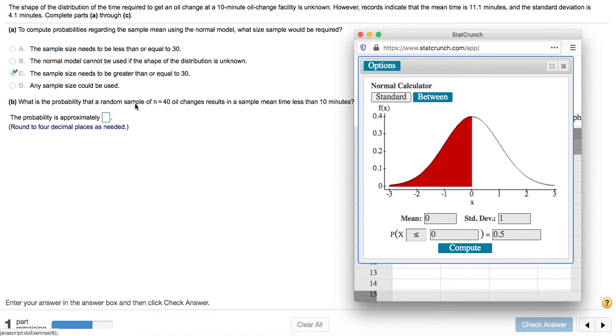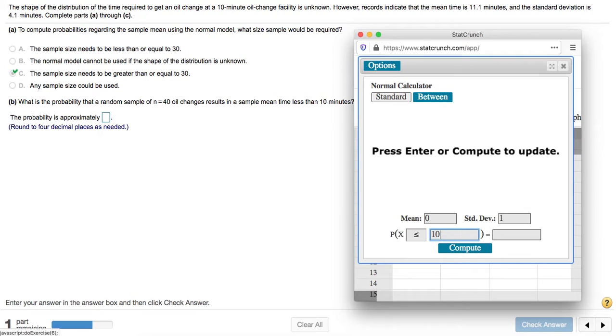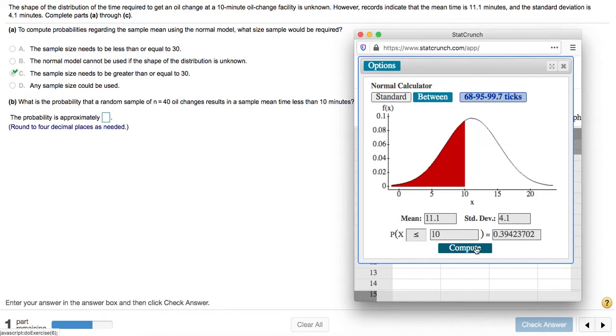In part B, it says that we want the probability that the sample mean time is less than 10 minutes. If you're looking for a probability, that's going to be the red area on this distribution. It's already set up to be less than, but I want to change this to 10. Also, we're going to need a mean and a standard deviation. Well, we're given this mean here, and this will be the same as the mean of the sampling distribution. So I'll put in 11.1 minutes. And I see there's the standard deviation, which is 4.1. This is not the standard deviation that we're going to use, but just to see the number that we get.